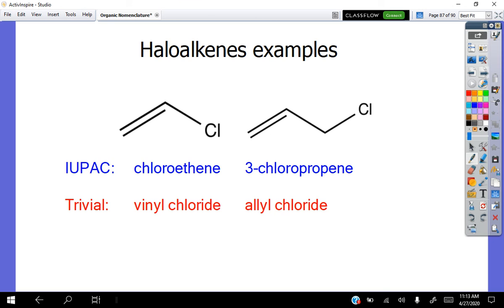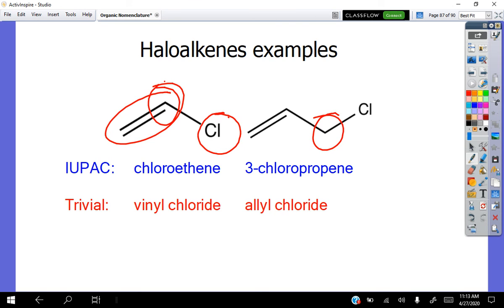For some of the haloalkenes or the alkyl halides, very similar process. You still name the double bond with the lowest possible number, and then the halogen turns from ine to o, so chlorine becomes chloro. But you'll notice that there are some trivial names. This chlorine is directly attached to the carbon of a double bond, so it's called vinyl chloride.